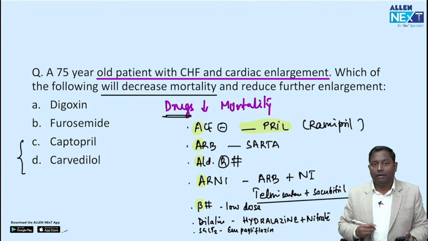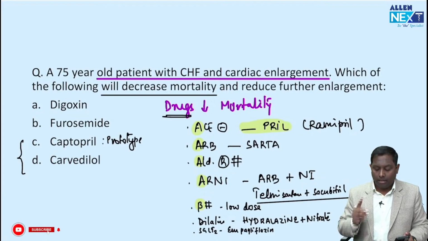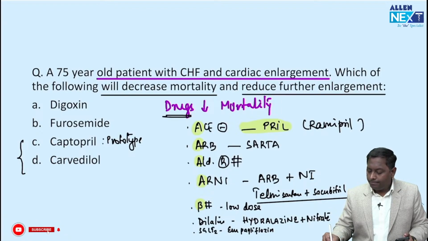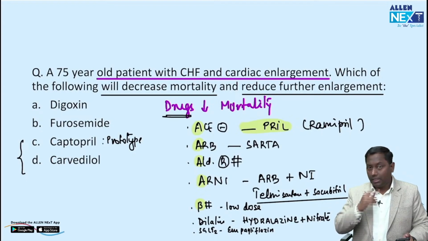But the problem is, are we using captopril? Captopril, guys, is a prototype drug. We are not using captopril clinically. We are using other ACE inhibitors. Even if it is not given, even if you are going to consider an ACE inhibitor, theoretically it will work, definitely. But look at the other option, reduce further enlargement. If you are going to compare between the both, which is the only drug that can reduce further enlargement?